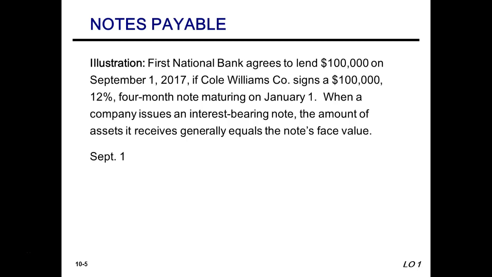When a company issues an interest-bearing note, the amount of asset it receives generally equals the note's face value. Note that interest is always stated at an annual rate, but this is only a 4-month note. So if it starts in September, all of October, all of November, all of December. And remember, interest is earned over time. So our initial journal entry, we debit cash because we received the cash from First National Bank, we're Cole-Williams, and credit notes payable. When we credit a liability account, we're increasing it.